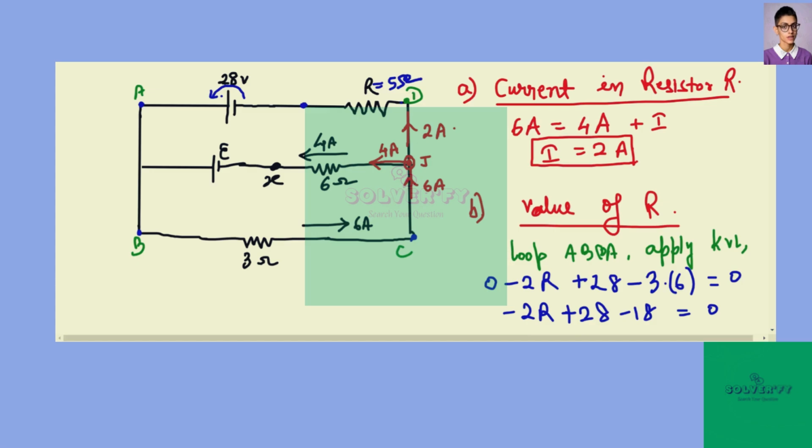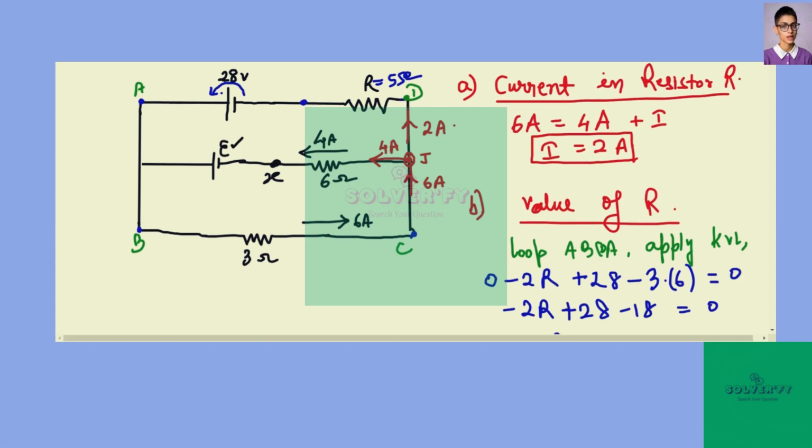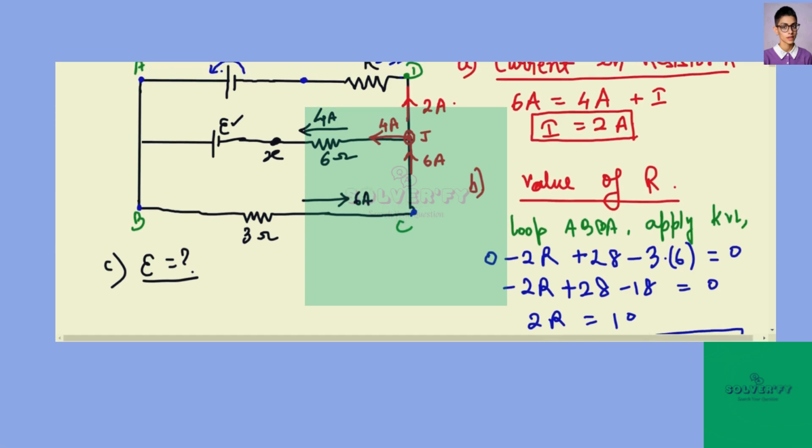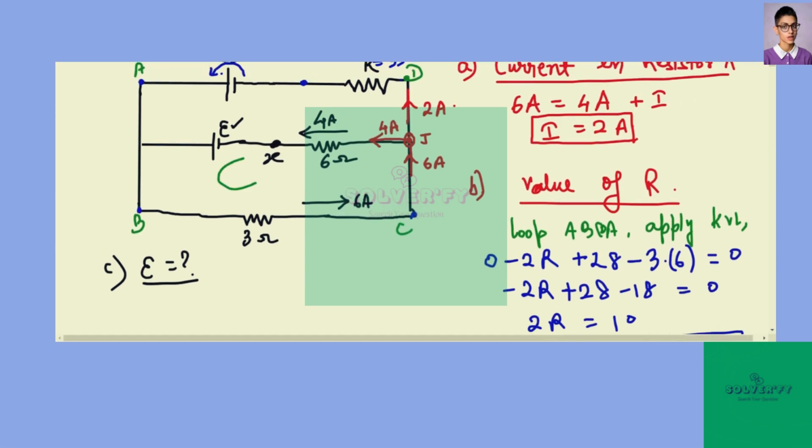And the next part, we also need to determine this unknown EMF. So EMF E we need to find. For this, it is again very clear. We are going to take that loop which has all the information. So here we have the option. Either we can consider this loop or we can consider this loop. So I'll randomly take this loop 1.